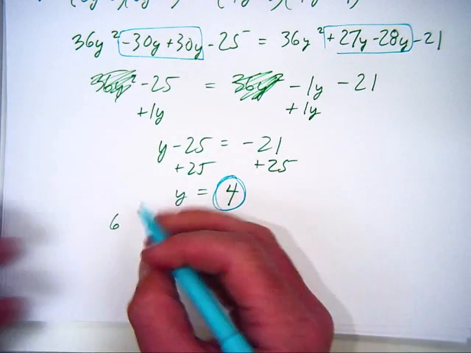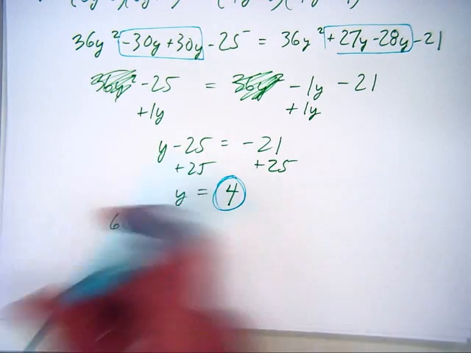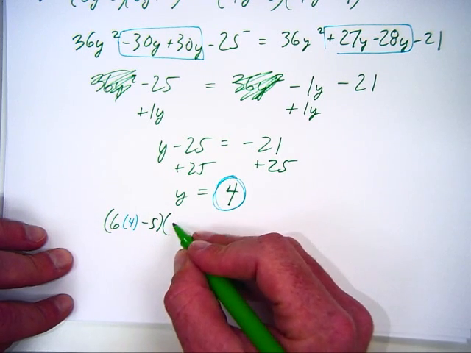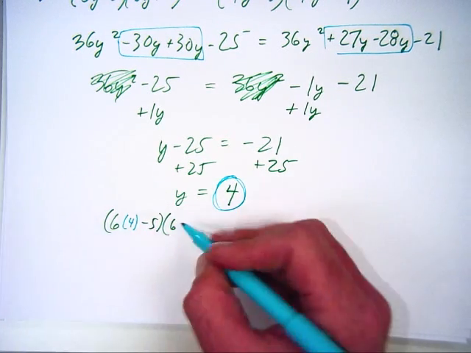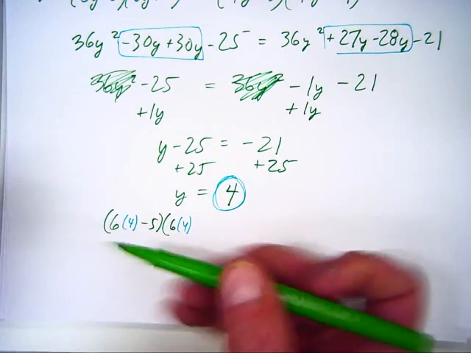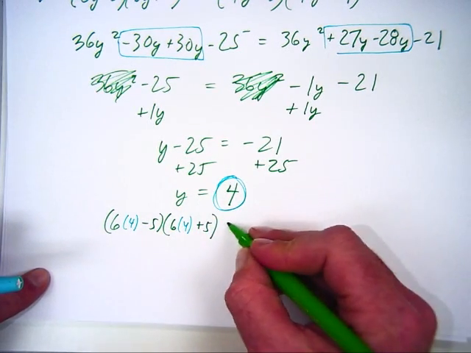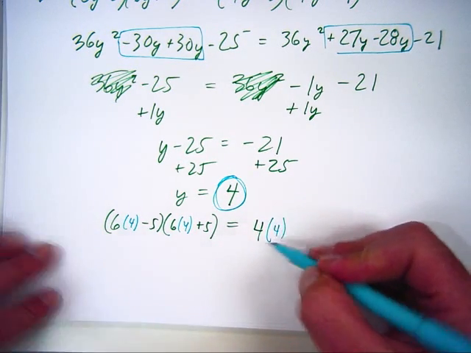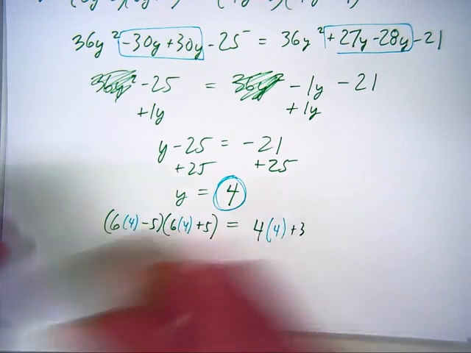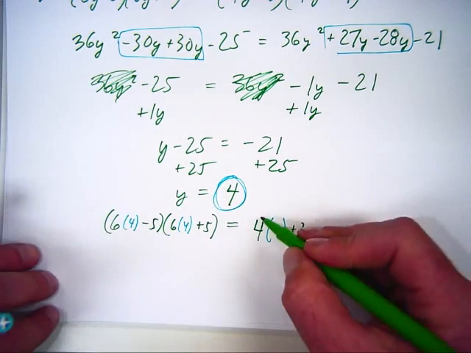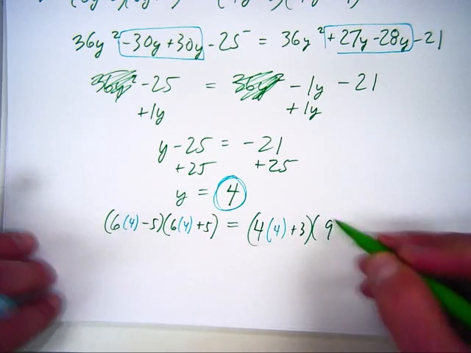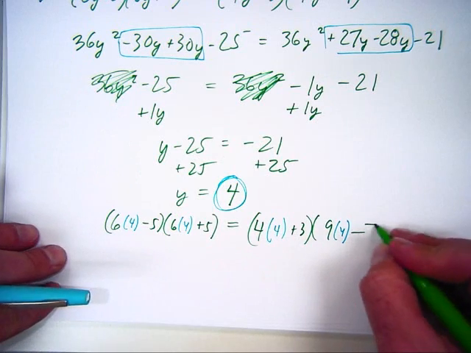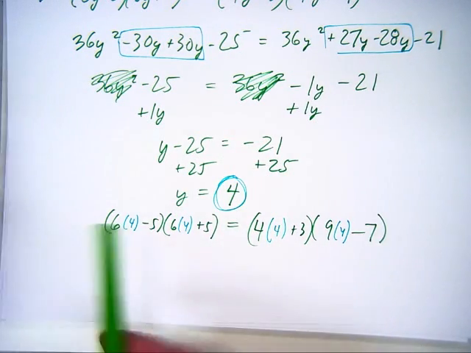In blue, I'm going to just plug it in. So 6 times 4 minus 5, 6 times 4 plus 5 equals 4 times 4 plus 3. I'm going to close that, and then we're going to have 9 times 4 minus 7. If this works, then we know we're good.